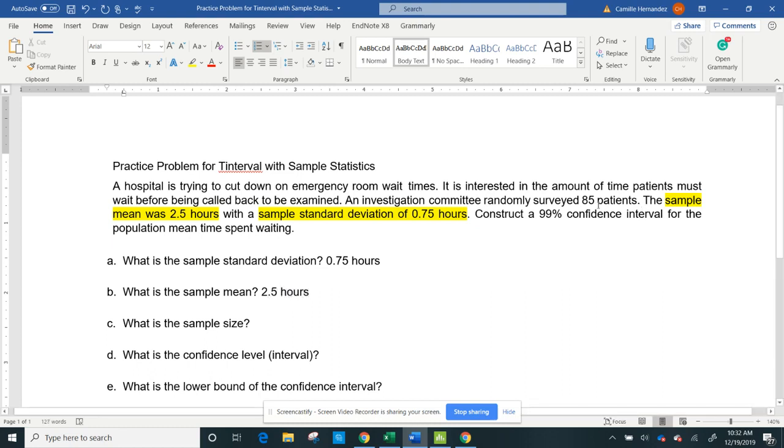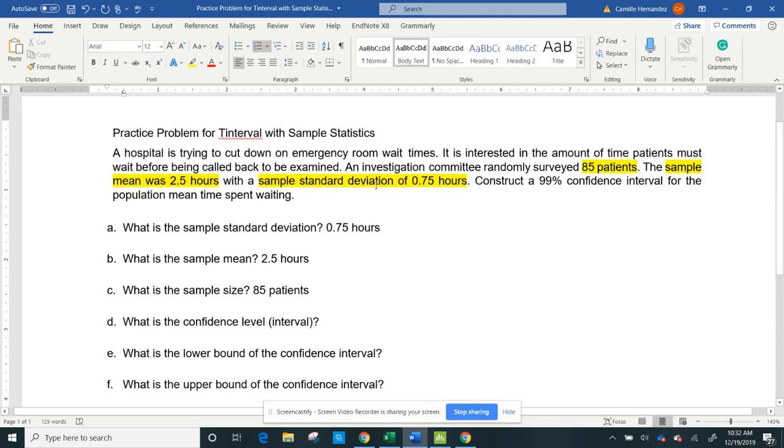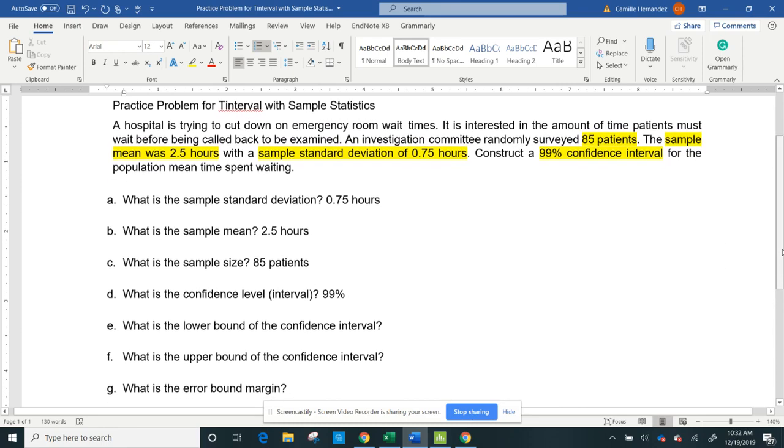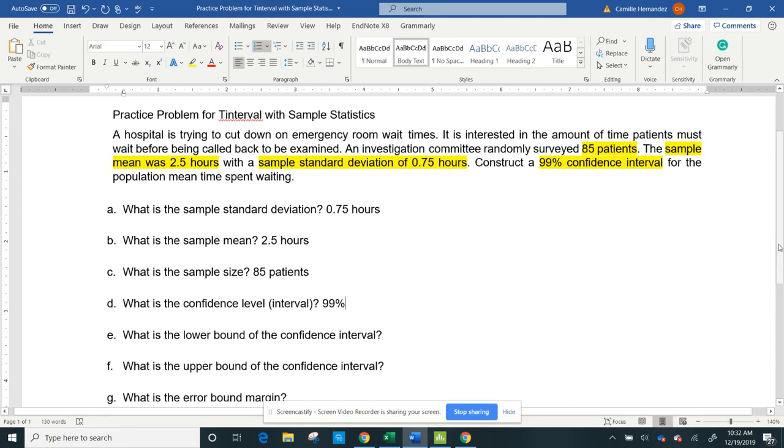Then it wants to know the sample size. Here, the sample size is 85 patients. So I'm going to put 85 patients here. It wants to know what's the confidence level or interval. And it shows right here that I need to do a 99% confidence interval. So I'm going to put 99%. And then it wants to know what is the lower bound and what is the upper bound. Well, that's where I need to go to Minitab.